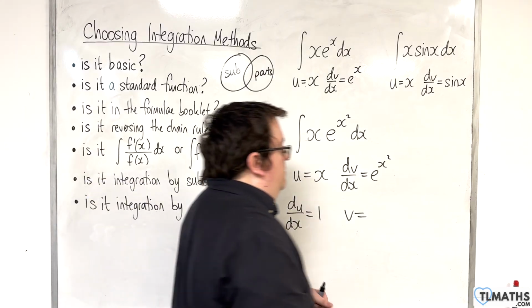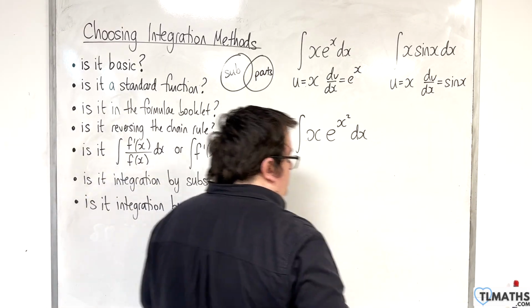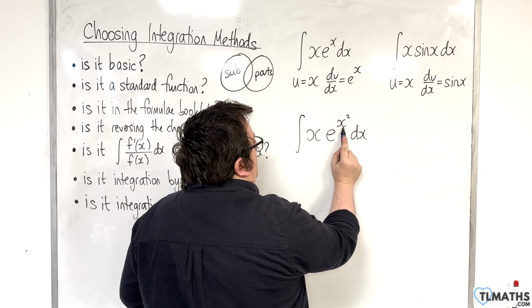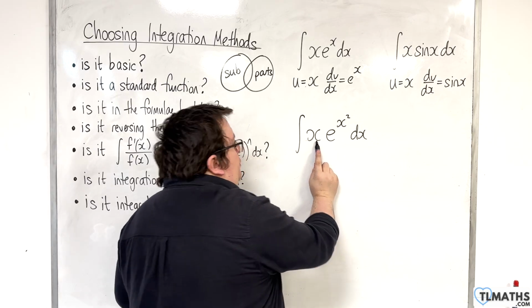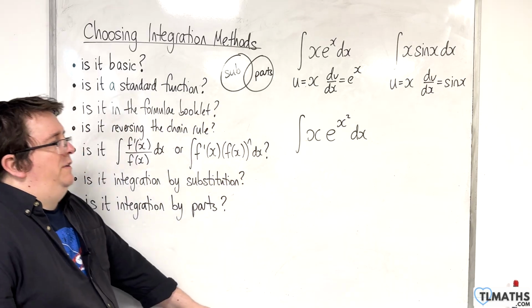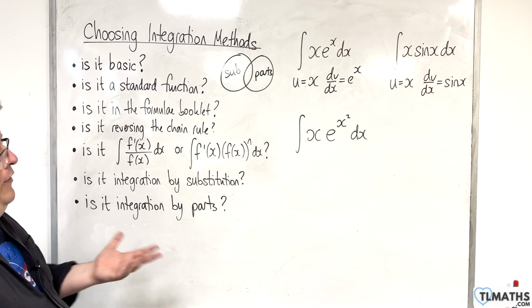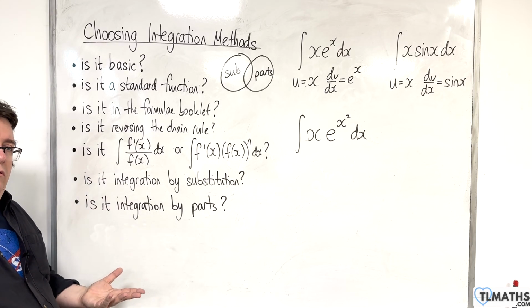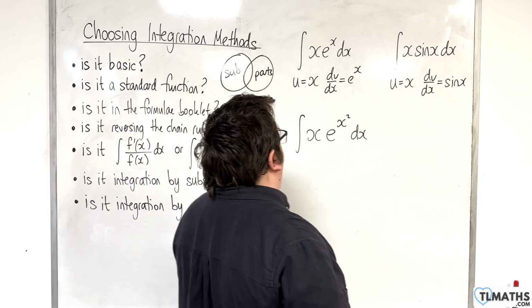But actually, what have you got instead? Well, the thing is that x squared differentiates to 2x. And you've got a multiple of 2x out the front. So methodology-wise, actually, this can be done by reversing the chain rule. This is another reversing the chain rule problem.